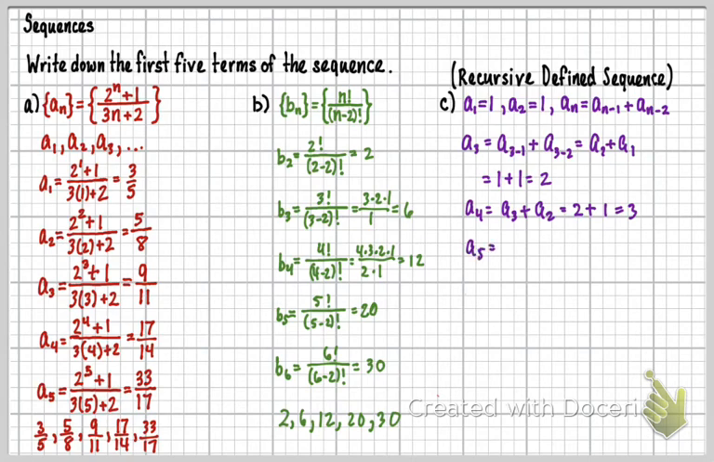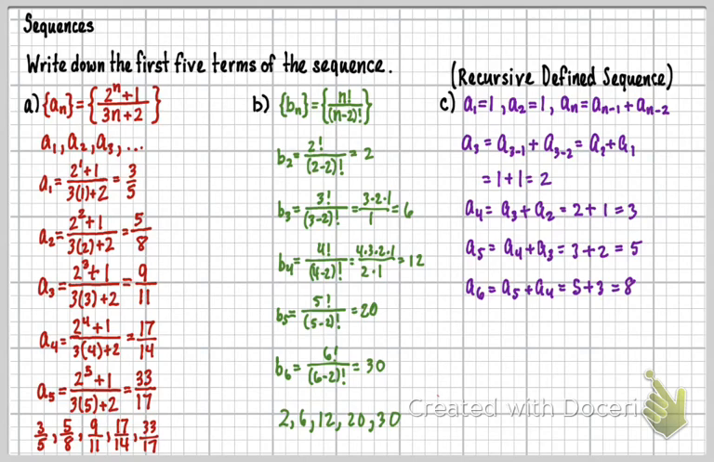And then A5 is going to be A4 plus A3. And hopefully you see the pattern here. So this is going to be 3 plus 2. I'm just using the previous two terms in the sequence there. So that's going to be 5. And then I was going to write A5, but I already have A5. So A6 is going to be A5 plus A4, and that's going to be 5 plus 3, which is 8.